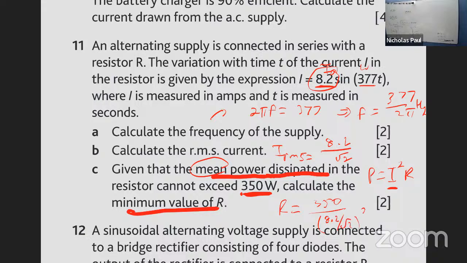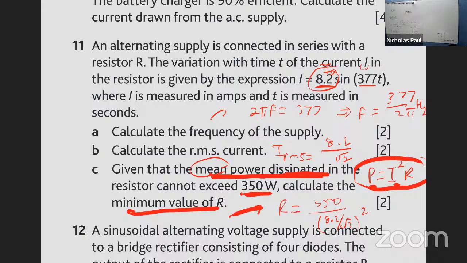8.2 under root 2 squared. Okay with that? Mean power dissipated. We know how to find power, right? And it's mean, so they're talking about RMS values. And then use the formula.